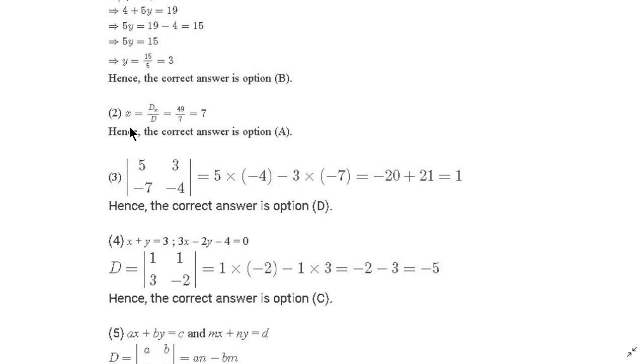Second example, I will read the question. For simultaneous equations in the variables x and y, Dx, Dy and D are given, then what is x? If we know the formula, we can quickly calculate x. x is equal to Dx upon D. We know this is from the determinant method. Dx is 49 and D is 7. So x is 7. The option number 1 is correct.